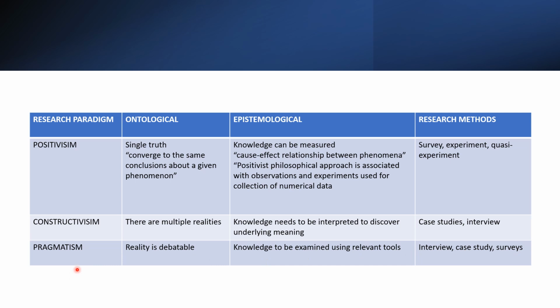All right, pragmatism. In the pragmatism philosophical approach, when they look at the truth, the ontological perspective, they see that reality is debatable, negotiable. It can be subjective, there's no clear answer. And how can I know the truth? How can I know the reality? That knowledge has to be examined using the relevant tools. It can be interviews, case studies, or surveys.